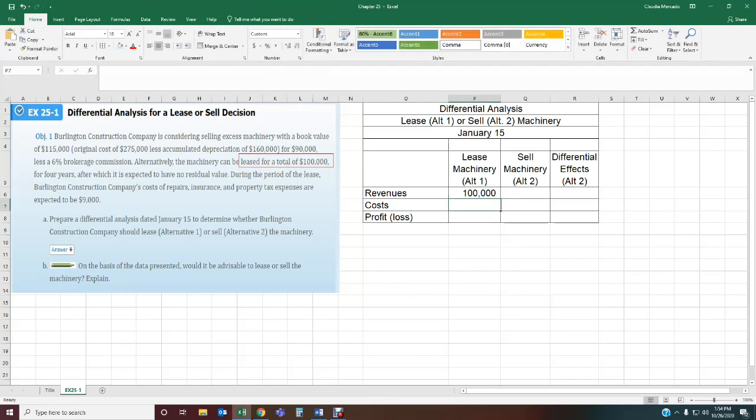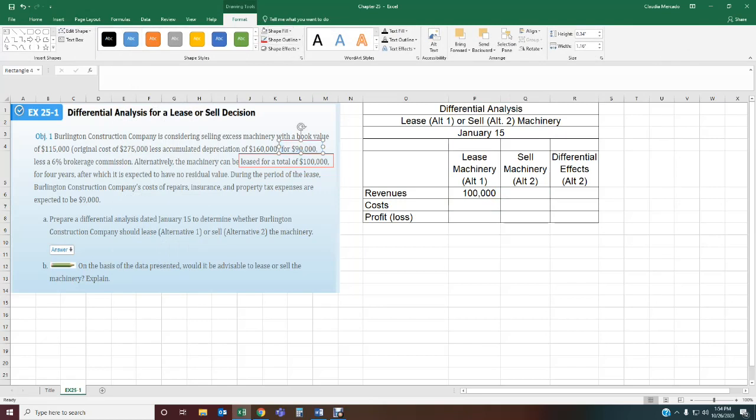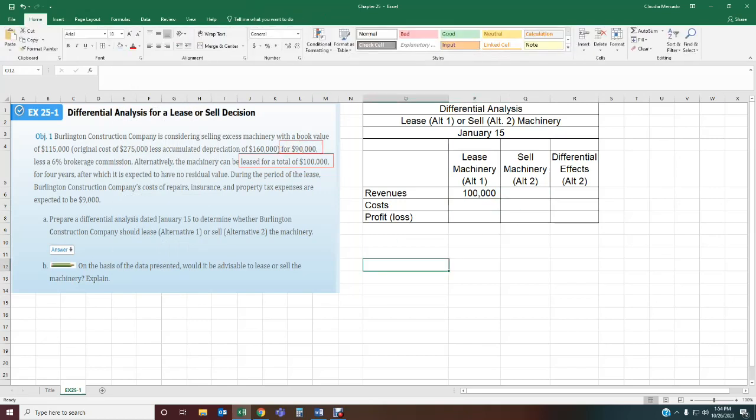Okay, if you sell the machinery, you're going to sell it for $90,000. So right off the bat, the leasing option gives you a higher revenue, okay, $100,000. So if we compare selling the machinery to leasing the machinery, I'm losing out $10,000 if I sell it. So right now, just looking at the revenue component, leasing the machinery is the best option.